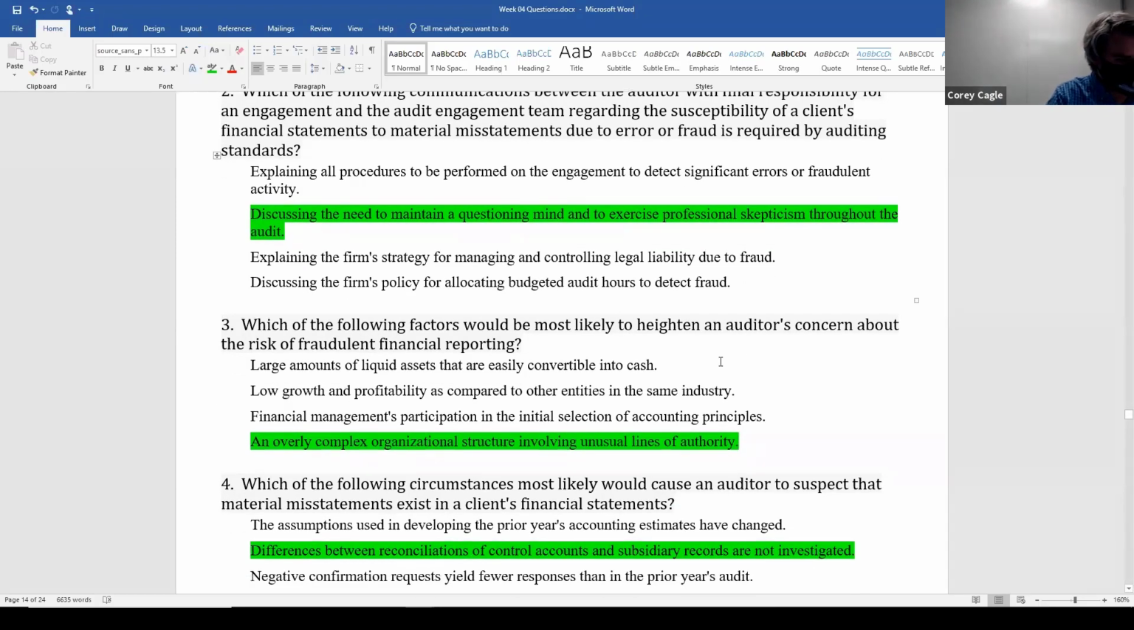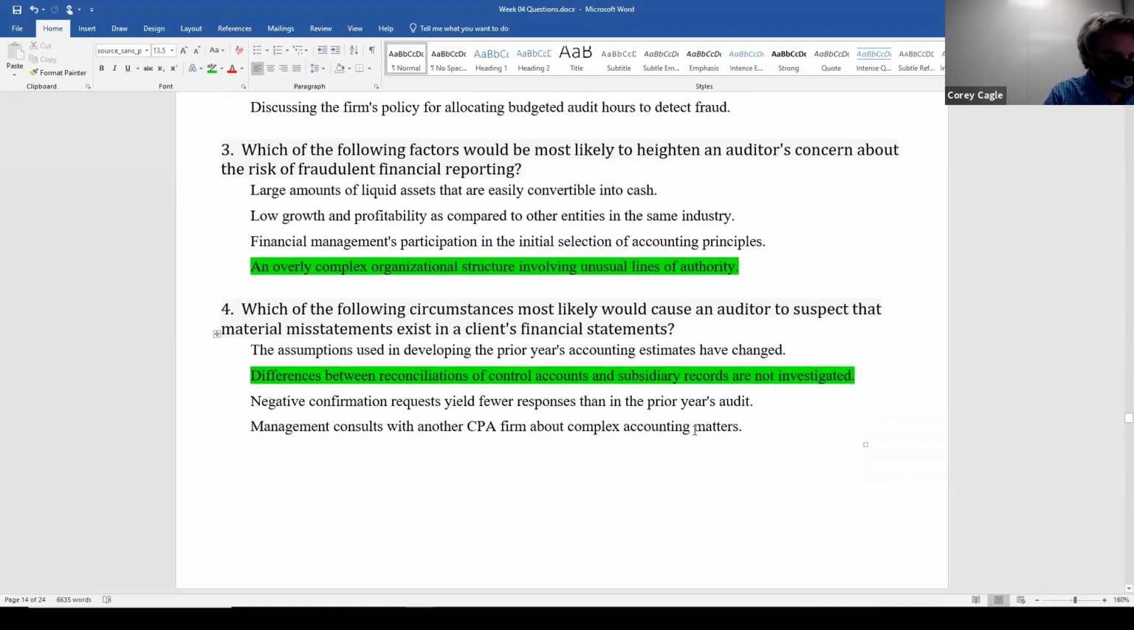Number 3 is a good question. It says, which of the following factors would be most likely to heighten an auditor's concern about the risk of fraudulent financial reporting? So this is one of those you got to read kind of closely. Risk of fraudulent financial reporting, right? So A says large amounts of liquid assets that are easily convertible into cash. Well, that's a problem, but that's a problem that would be misappropriation of assets, right? We're talking fraudulent financial reporting.